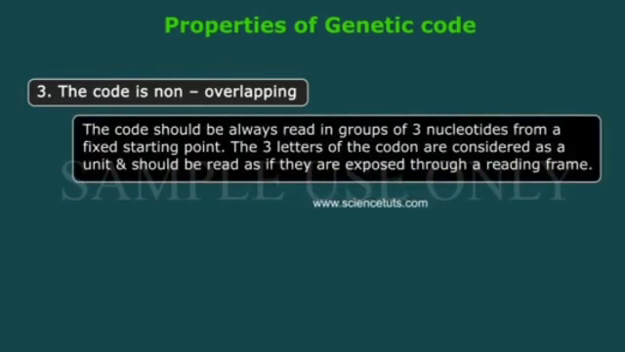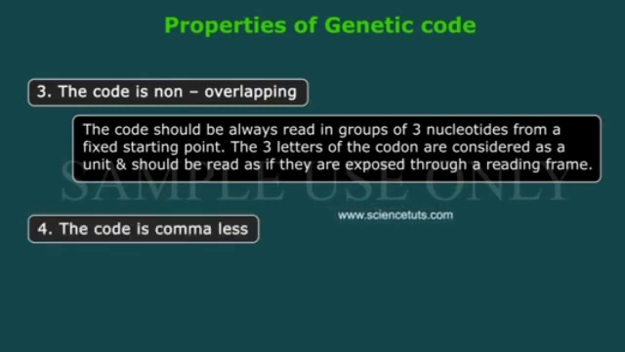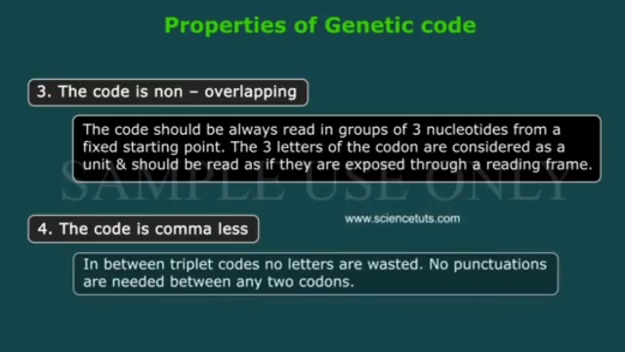3. The code is non-overlapping. The code should always be read in groups of 3 nucleotides from a fixed starting point. The 3 letters of the codon are considered as a unit and should be read as if they are exposed through a reading frame. 4. The code is commaless. In between triplet codes, no letters are wasted. No punctuations are needed between any 2 codons.